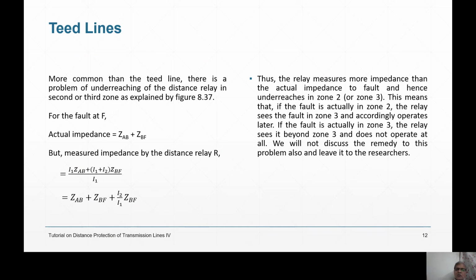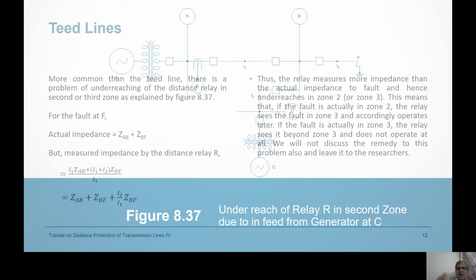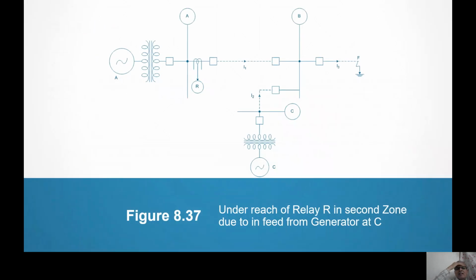The solution to this problem is in the research world. So, I would not touch it. But this is a problem. By explaining to you so many problems, I am trying to tell you that distance relay is also not a final solution to the protection of a transmission line. The final solution is only differential protection or line differential protection, about which we are going to talk.